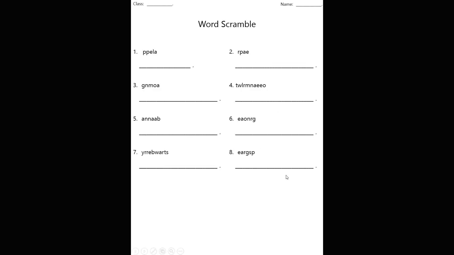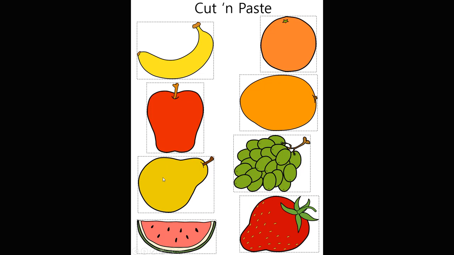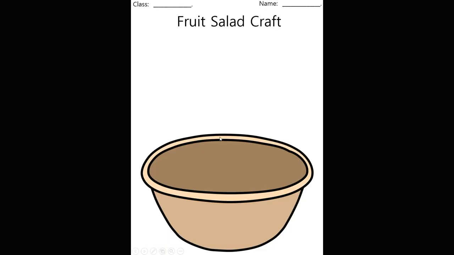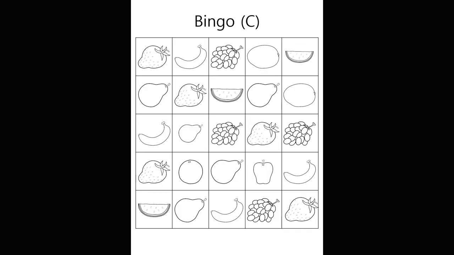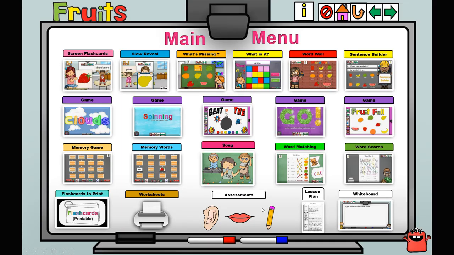Word scramble. Word scramble answer sheets. Fruit salad craft, where they cut out the fruits and put them in a bowl. Color and black and white. And bingo. There we go. So lots of activities you can choose from. As a teacher, I know it's important for me, anyway, to be able to say, that works for my students, that doesn't work for my students. I want lots of activities to choose from.